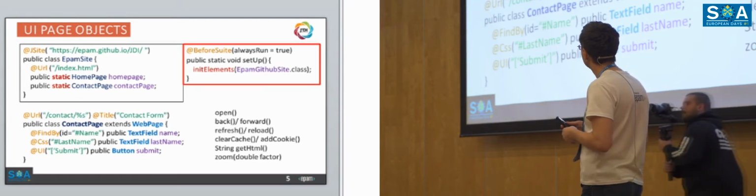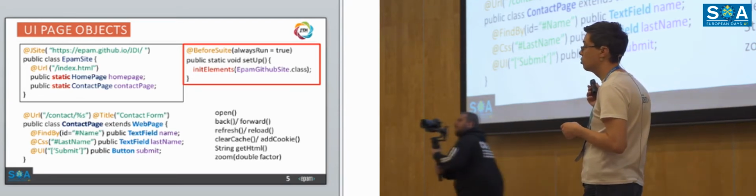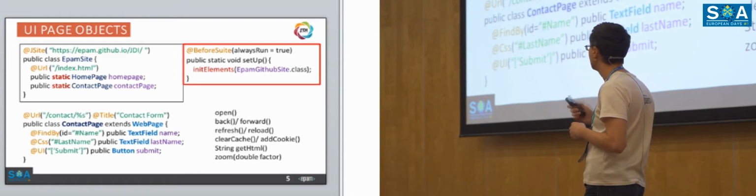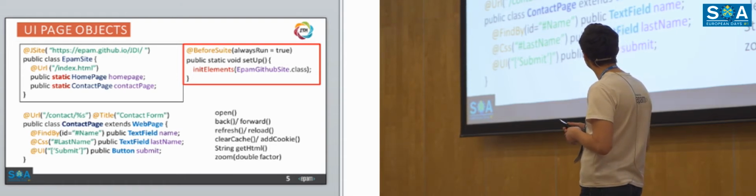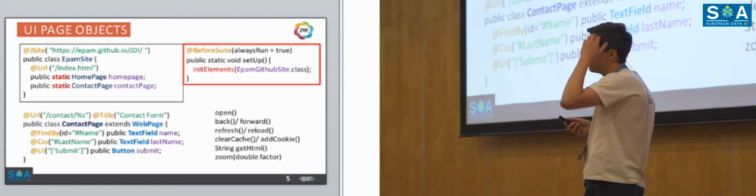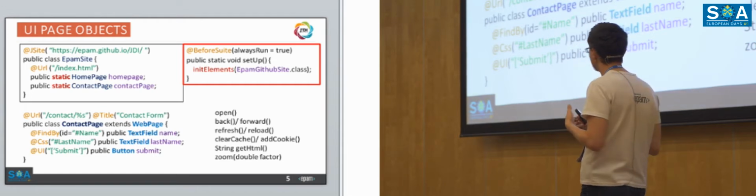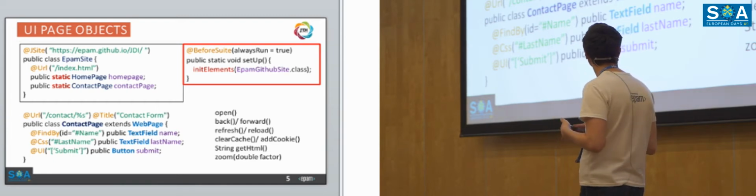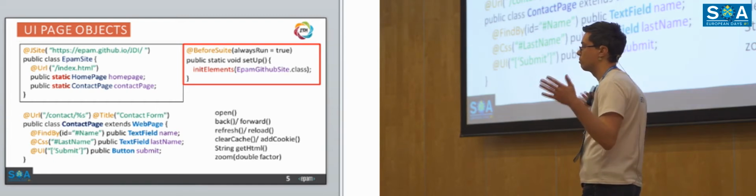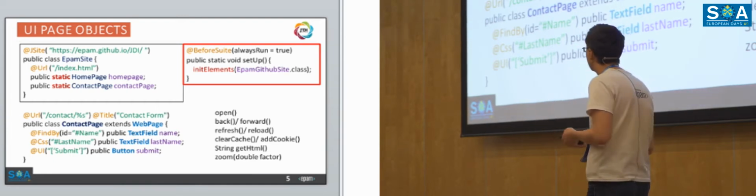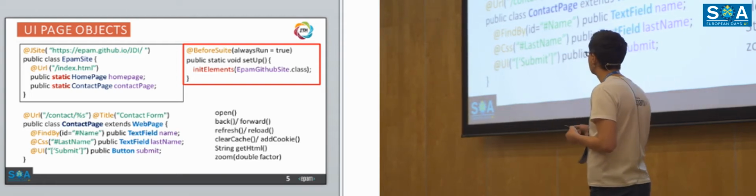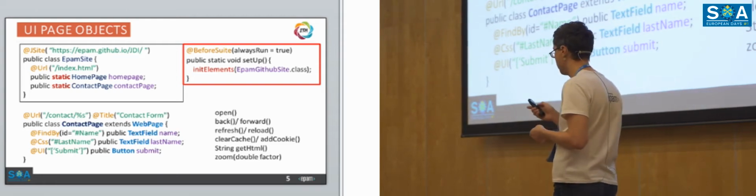And about the page, you can use standard page objects without extending from the web page. But if you add this extends web page, you will get for free a list of actions that are suitable for pages, like open it, go back, forward, operating with cache, get the HTML of the page, or you can zoom it in and out. And all other stuff related to the page you can get for free just by writing extends from the page for the page objects.